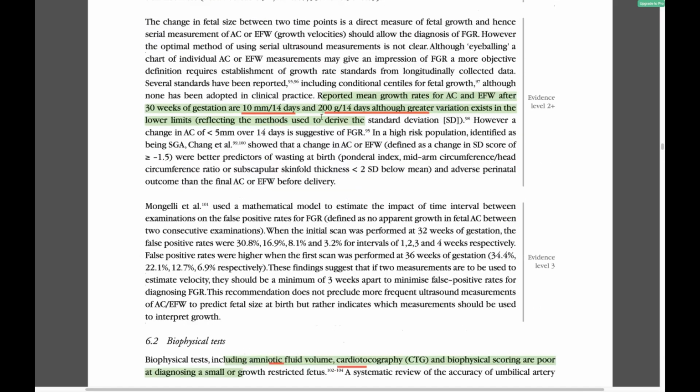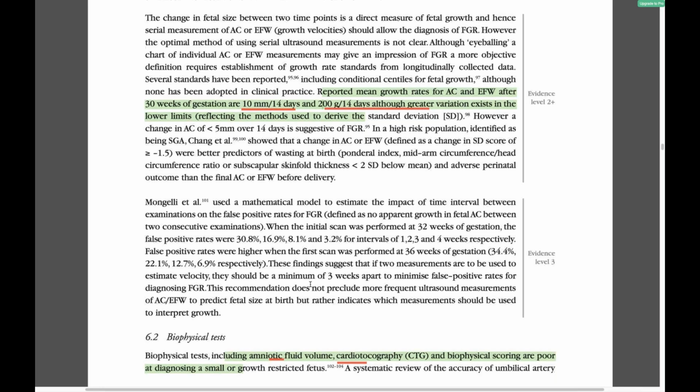This is the one thing. So after 30 weeks of gestation, how much should the abdominal circumference of the baby rise in 2 weeks or 14 days? 10 millimeter. And how much weight will the baby gain? 200 grams. Yes, I have not seen a question from there, but it was good, so I put it here.